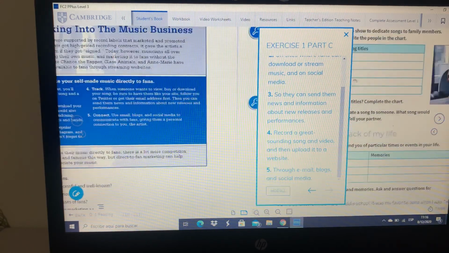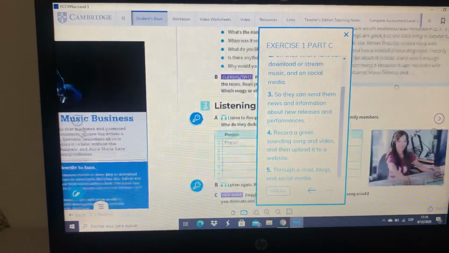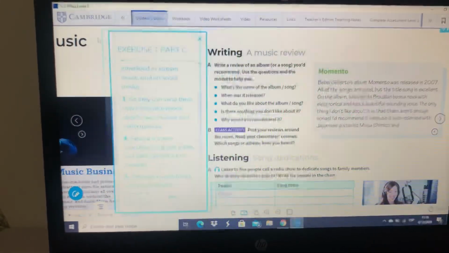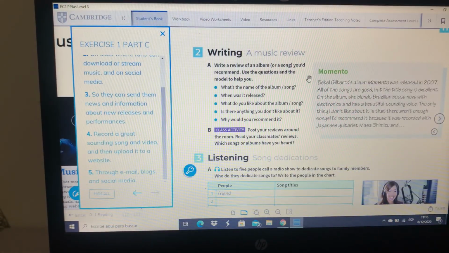And I'm going to explain the next part. That is the writing part. In this case, you have to write, and as you know, is the same as always. It says write a review of your opinion about something. In this case, about an album, about a song. Use the questions and model to help you.